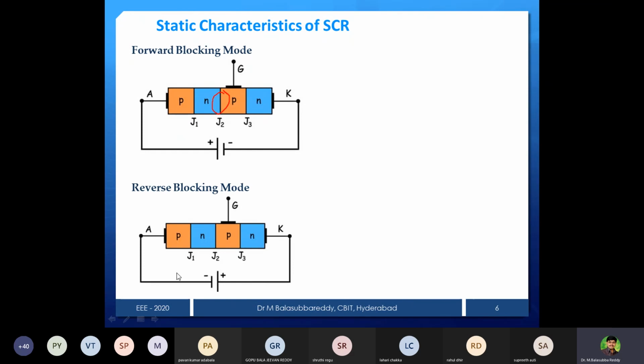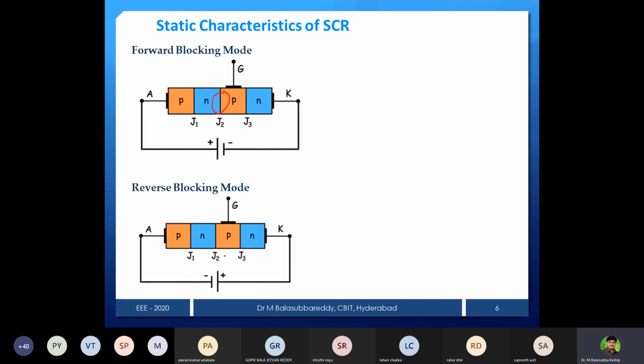What is the reverse blocking mode? In this mode, you make the cathode positive. So you make the cathode positive with respect to the anode. Then what will happen? You can notice that if positive is connected to the cathode and negative is connected to the anode, meaning the P layer, then what will happen?